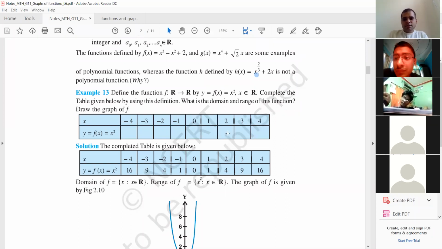Now at this point, it is not there in this PDF, but you can write down even functions and odd functions. What are even functions? First write down even functions. So I am dictating, you can write down: if f of minus x is equal to f(x), then the function is called an even function.